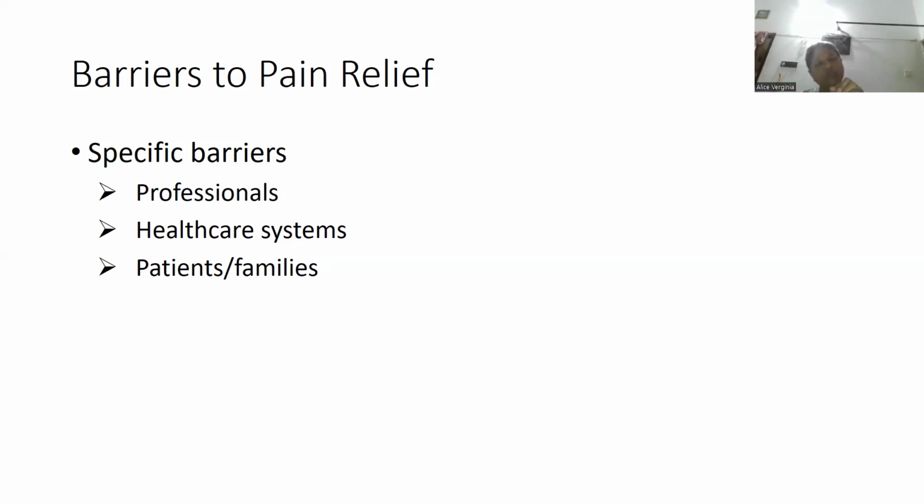Even if you tell the family member that SOS medication should be given whenever the patient is having pain, still they won't give, because already you have taken a medication, no need of taking more. And especially they have a phobia over opioids, especially morphine. When they hear morphine, they think it is a drug that should not be used so much. So these are the barriers to pain relief.